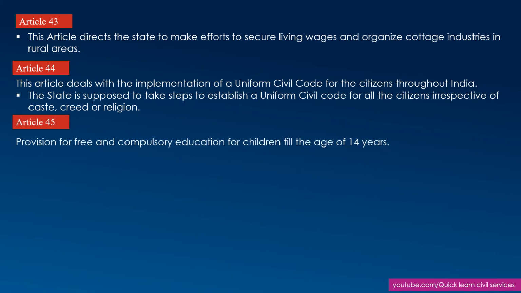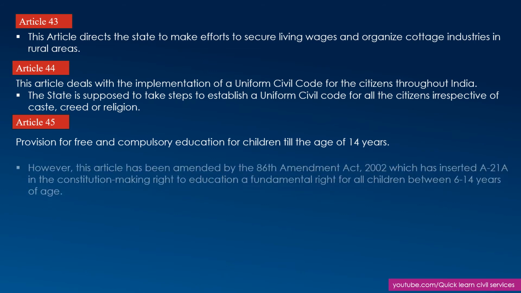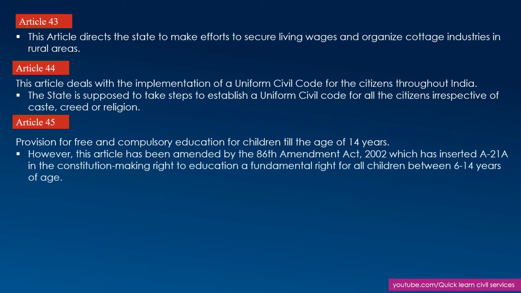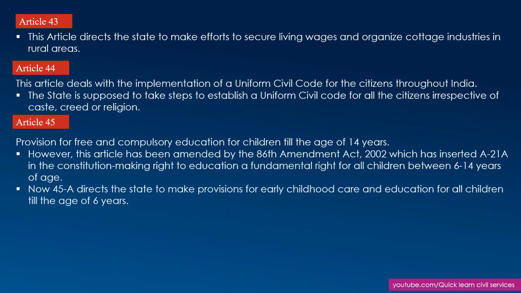Article 45. Provision for free and compulsory education for children till the age of 14 years. However, this article has been amended by the 86th Amendment Act, 2002, which has inserted Article 21A in the Constitution, making the right to education a fundamental right for all children between 6 to 14 years of age. Now 45A directs the state to make provisions for early childhood care and education for all children till the age of 6 years.